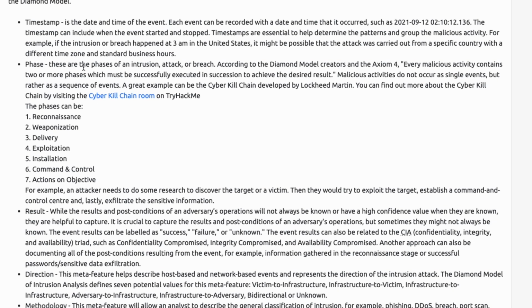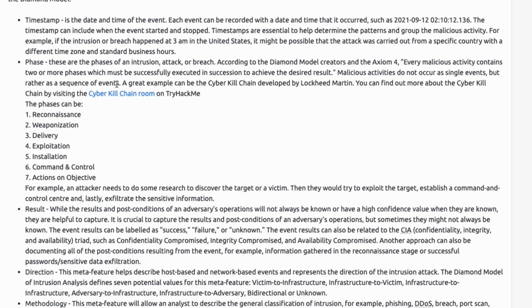Then there's the phase. There are types of phases of an intrusion, attack, or breach according to the diamond model creators and the axiom 4. Every malicious activity contains 2 or more phases which must be successfully executed in succession, meaning one after another, to achieve the desired result. Malicious activities do not occur as single events, but rather a sequence of events.